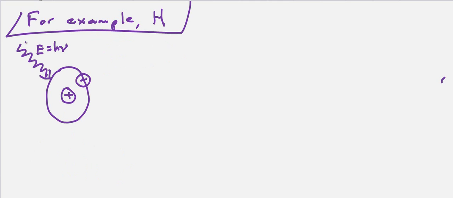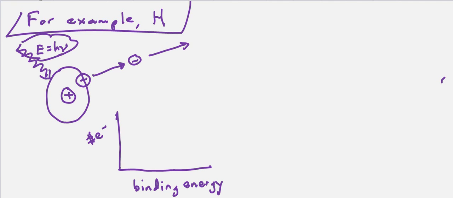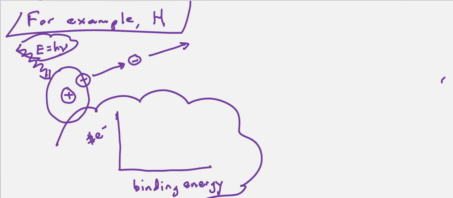Some light now strikes the surface of our hydrogen. The light has energy E equals h nu. Our single electron from the hydrogen gets ejected. A common way that photoelectron or PES data is displayed is they have a vertical axis with number of electrons, and the horizontal axis has the binding energy to give us our photoelectron spectroscopy spectra, or our data.